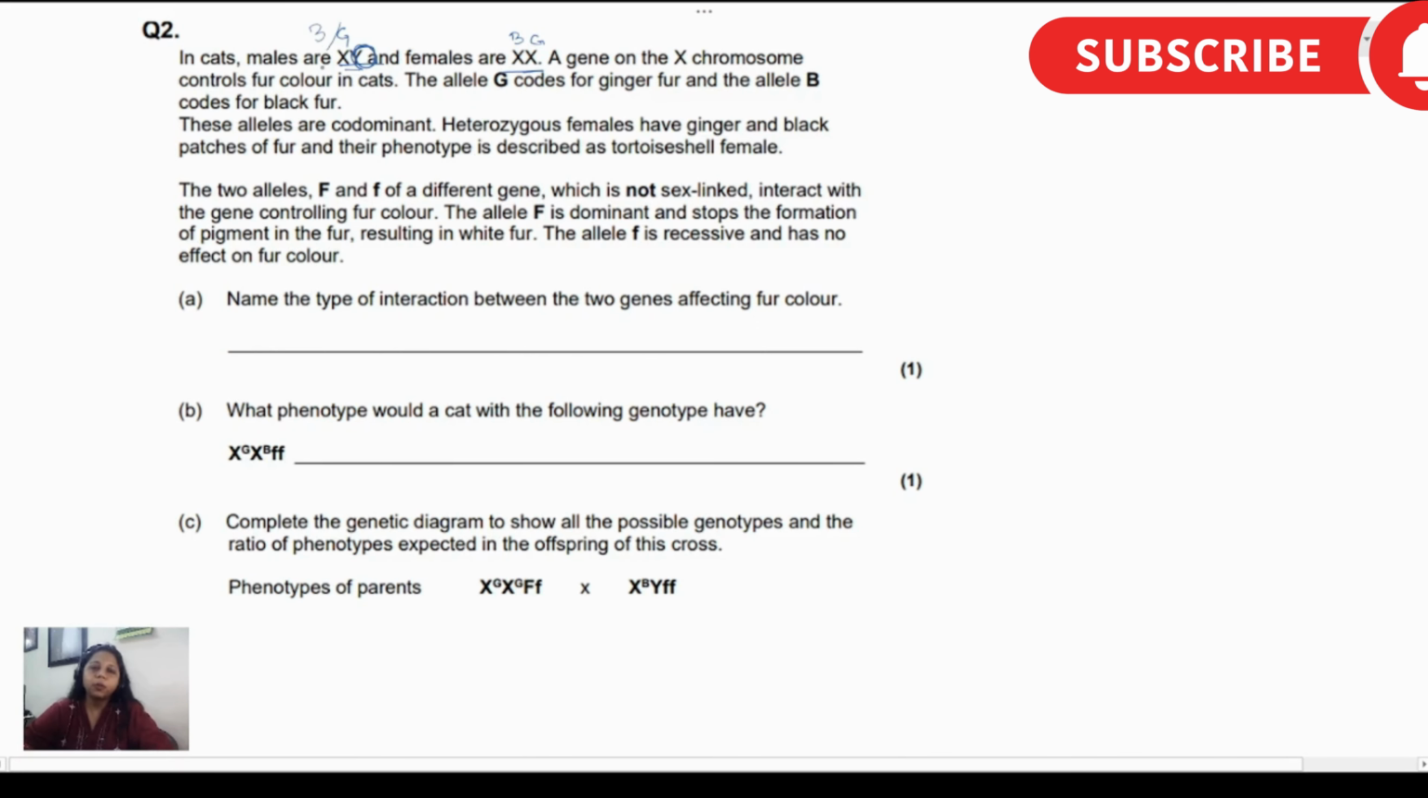Okay, so when we talk about an X-linked disease or an X-linked characteristic, then it must be present on X, not on Y. So this Y would be free for you. Like there won't be any allele on this one.